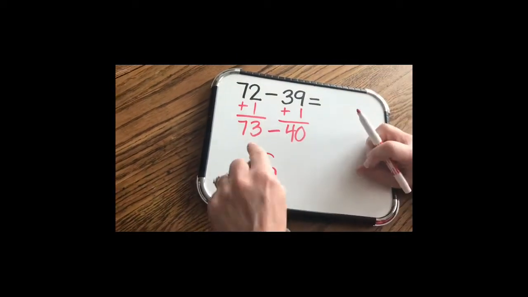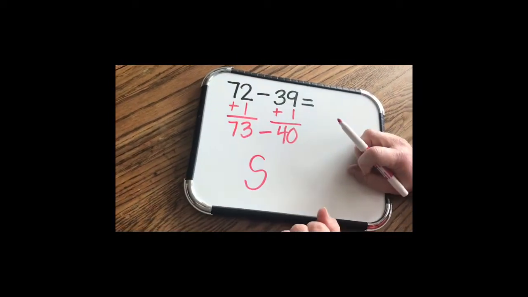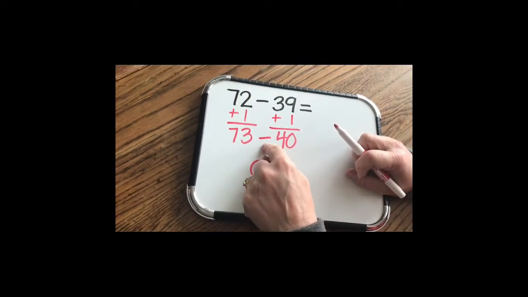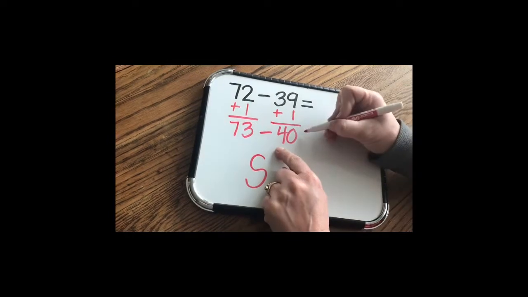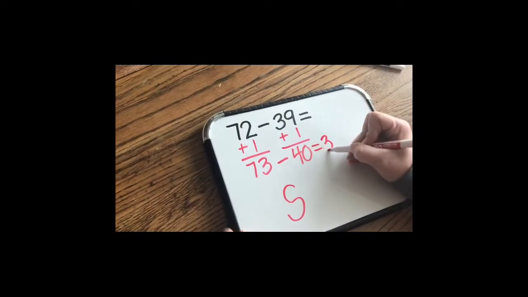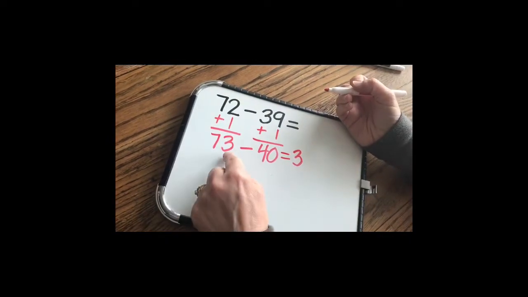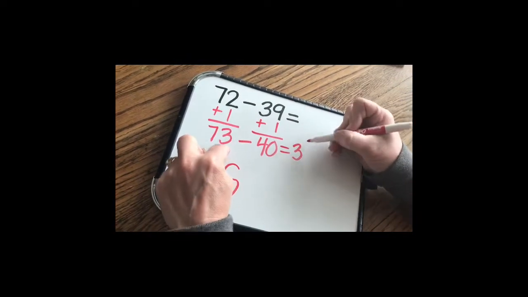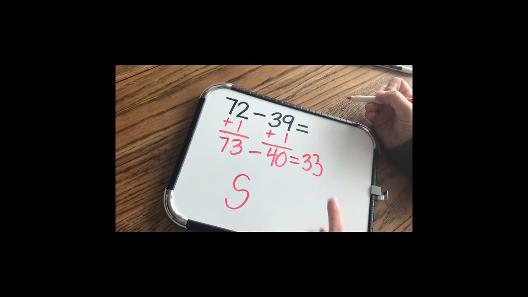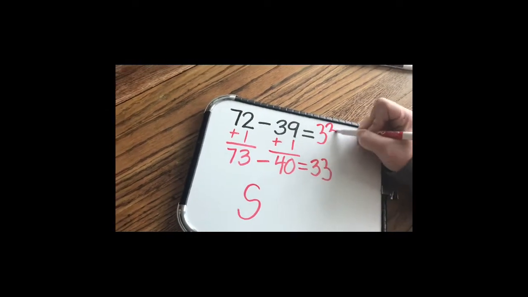And I've done that. I've turned this equation, 72 minus 39, into a really easy one to solve, 73 minus 40. 70 minus 40 equals 30. And I don't even have to worry about the ones because there's a 0 in the ones place in my subtrahend. So I just keep the 3 in the ones place. And there's my difference, 33.